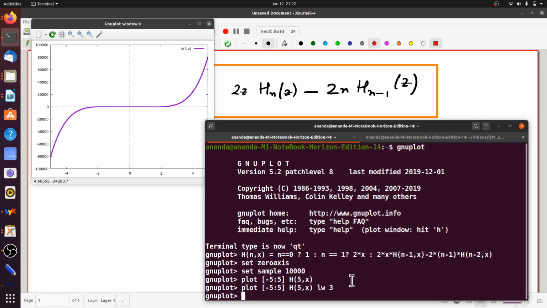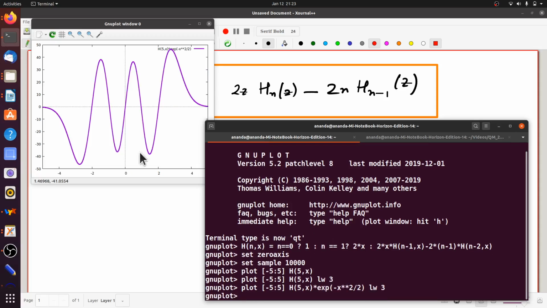But it may be a better idea not to plot h5x, but to plot the wave function that you expect here. Remember, this x is our dimensionless z. So what you really should do is multiply this by e to the power minus x square by 2. And now plot this. Now you can see the familiar wave function like structure. This is the wave function like structure that you get for the fifth energy eigenstate. And you can see here that you have 5 places where you have zeros.